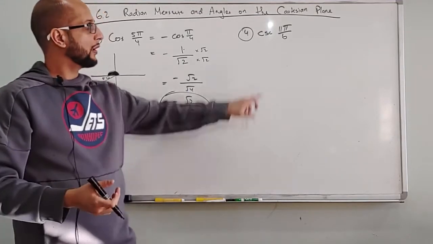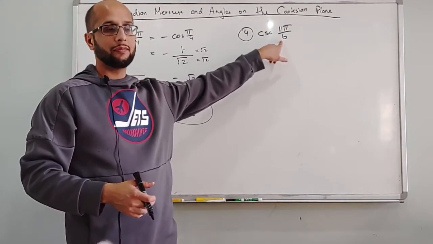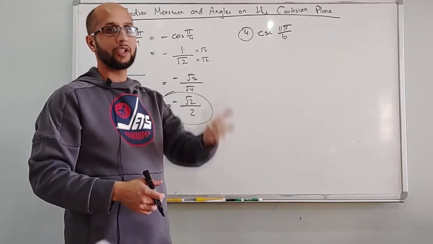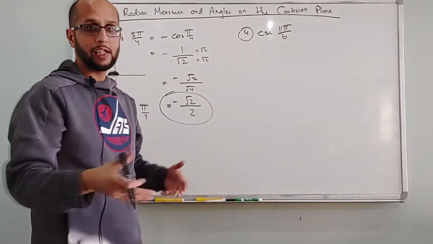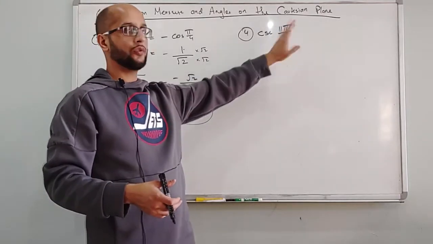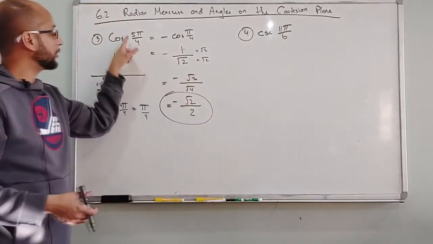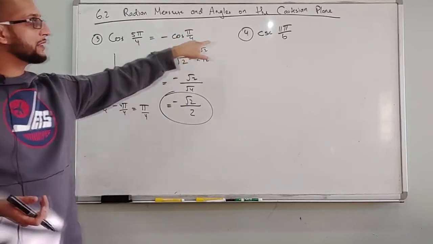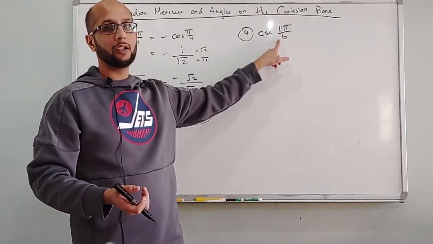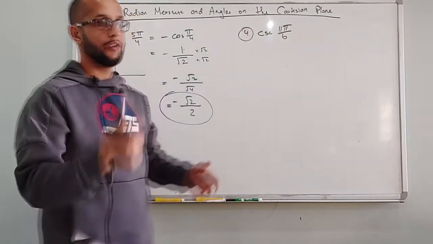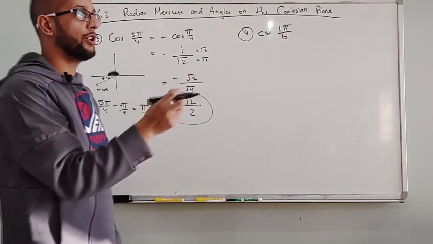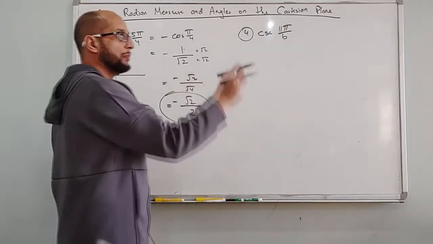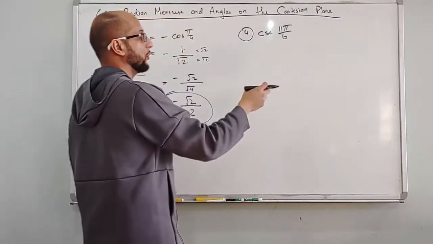Quick tip: if the denominator is 3, 4, or 6, to find the related acute angle, it's always pi over that number. Here it was 5 pi over 4, the related acute angle is just pi over 4. There's 11 pi over 6, the related acute angle will be pi over 6. 3, 4, and 6 are your key angles from your special triangles. The related acute angle will always just be pi over 6 or 3 or 4.